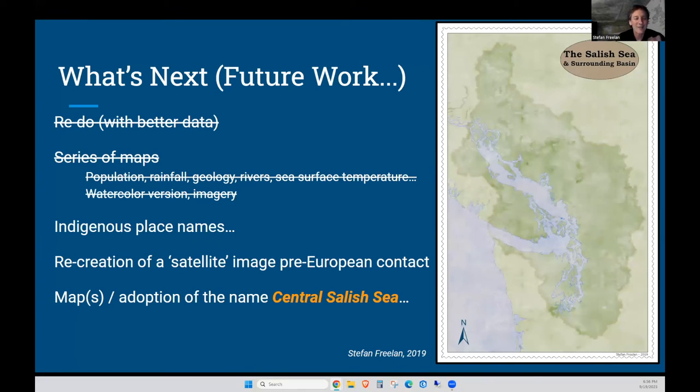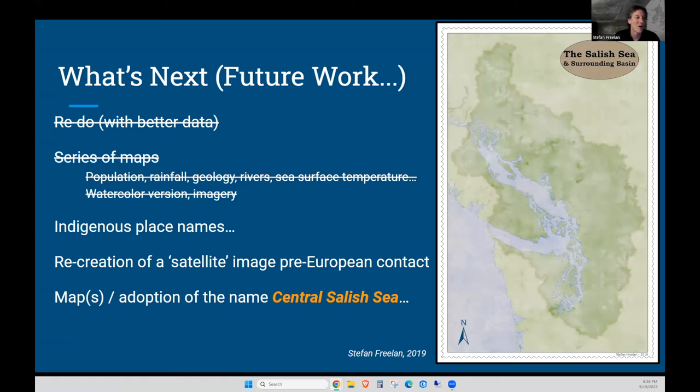So this slide, I gave the talk 4 years ago, and I sort of kept and re-edited this slide. Four years ago, the main thing I wanted to do, I knew I had better data. I just wanted to sit down and get that new map done. And so thankfully, I can cross that off.